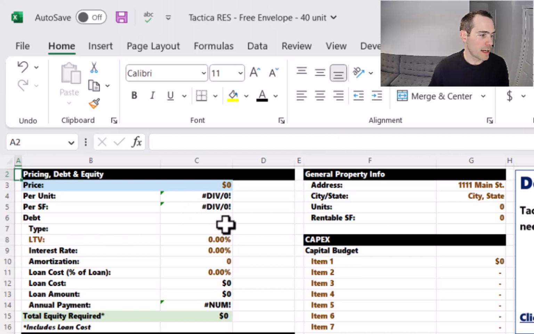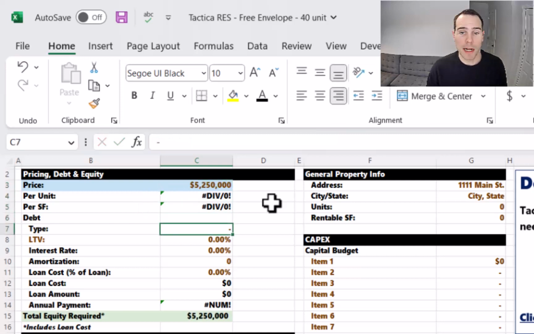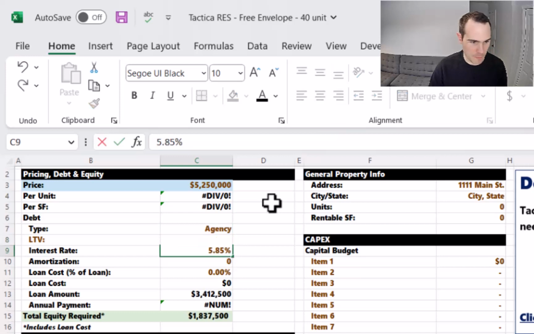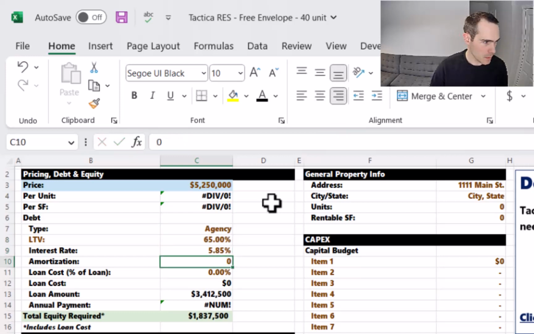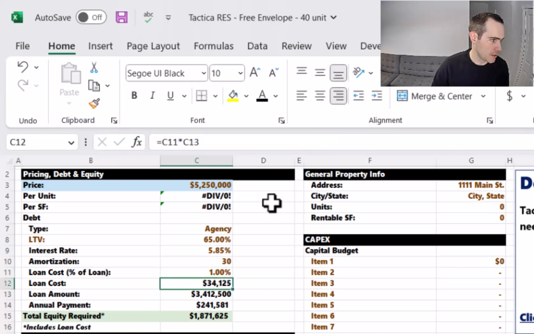We're reviewing the financials of a 40-unit property that has value add upside. The broker's pricing guidance is $5,250,000. The project is not distressed by any means, but it is in need of some cosmetic capital. We received an agency debt quote at 65% LTV, interest rate of 5.85%, 30-year amortization, a 1% loan cost, and then you can see some of the other metrics populate below.